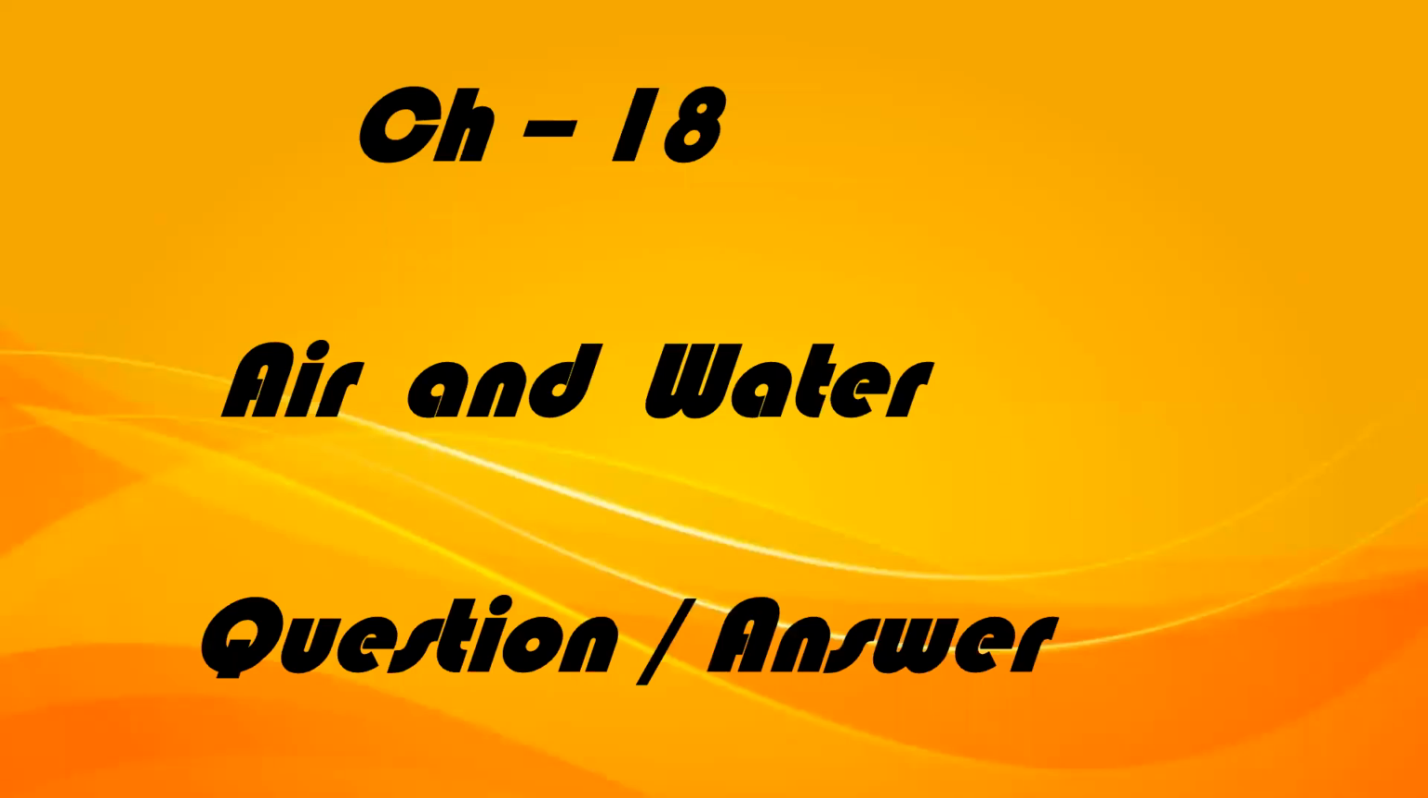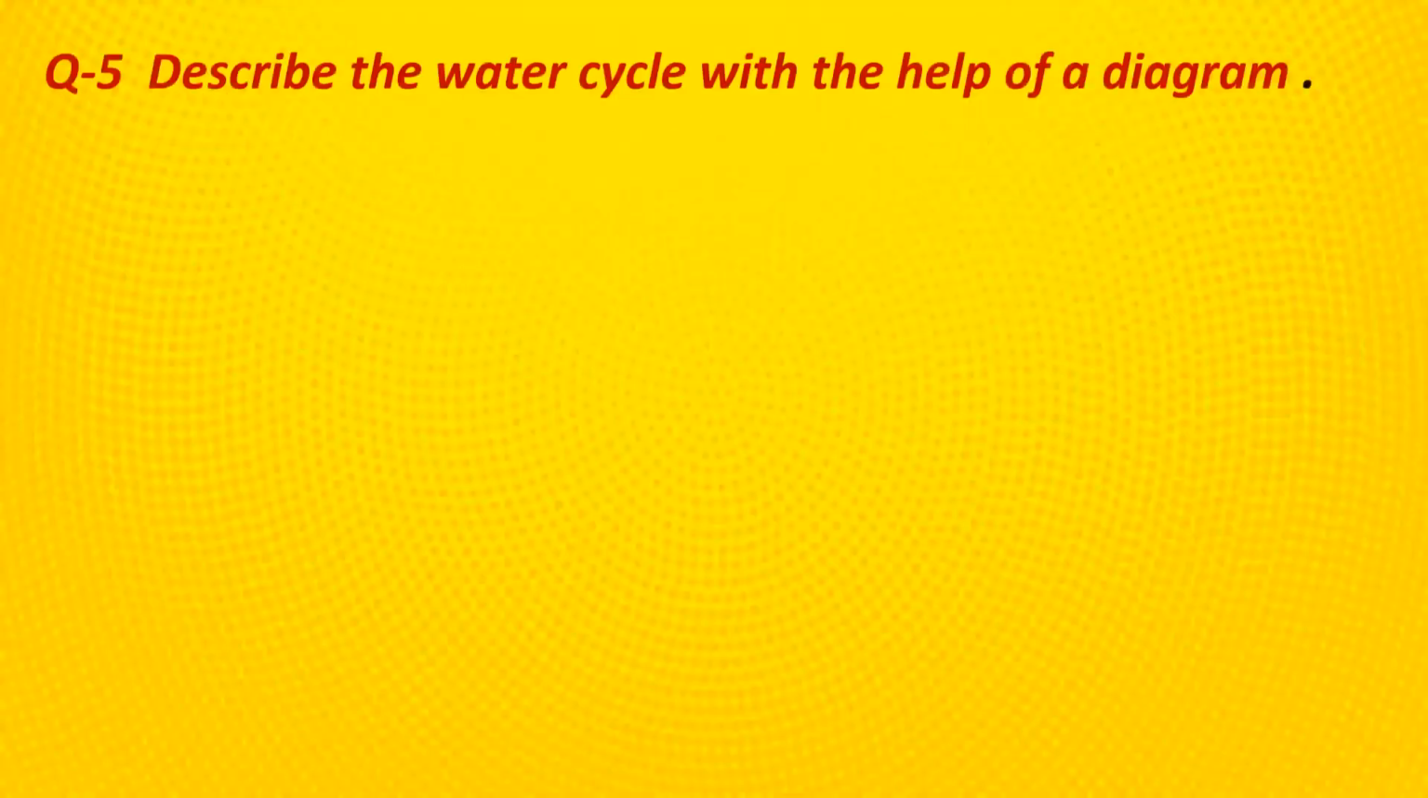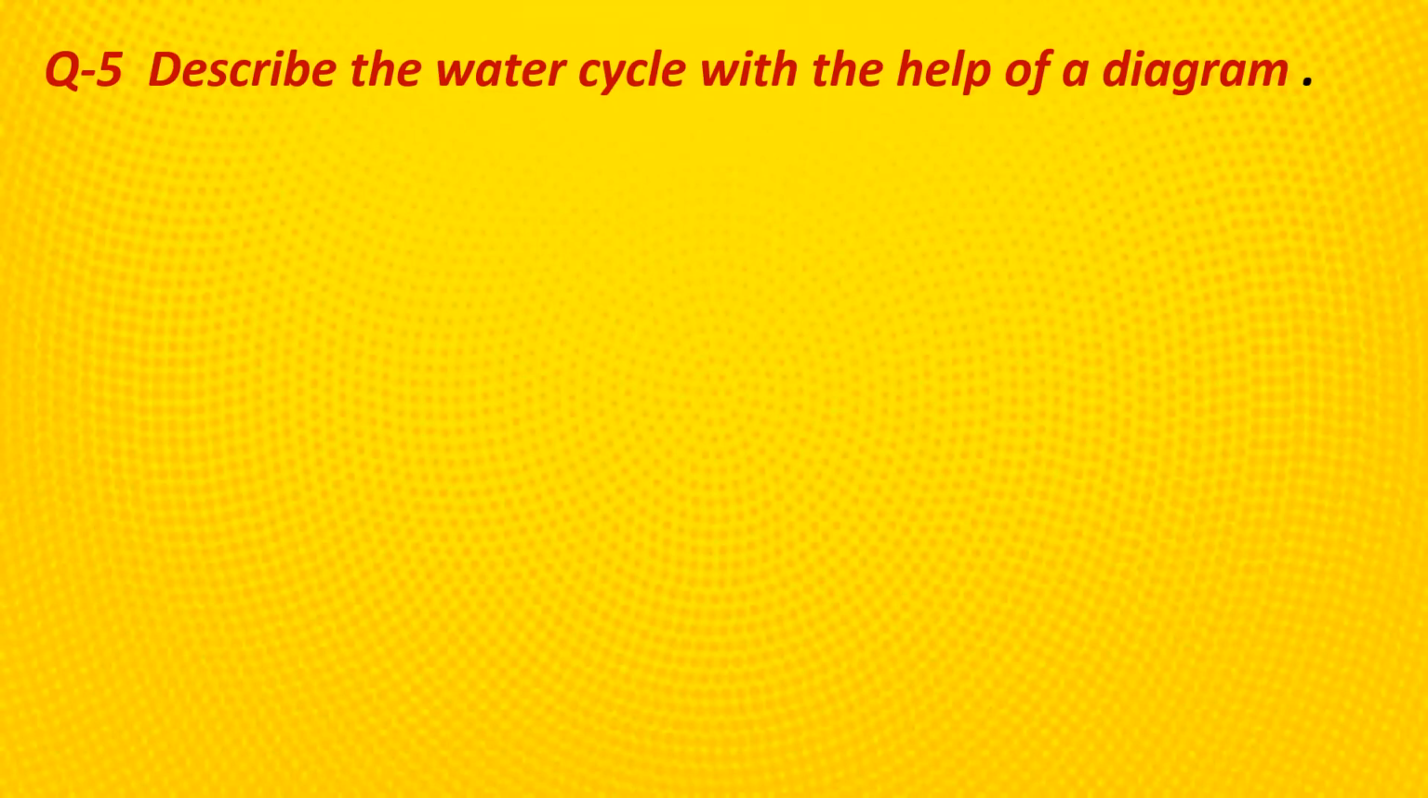Good morning, children. Today we will do question answers of chapter Air and Water. First, question number 5. Questions number 1, 2, 3 and 4 we have already done, and today we will start with question number 5. Describe the water cycle with the help of a diagram.